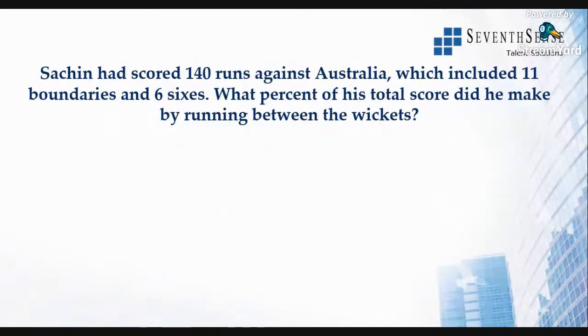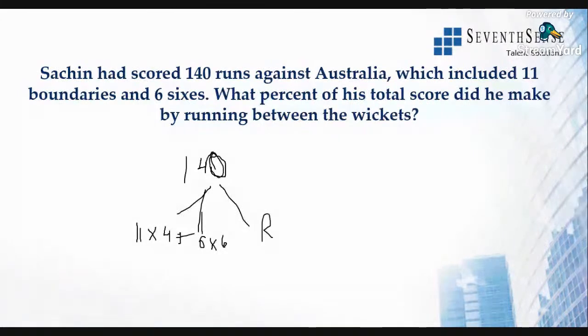Can you find it out? Now, total runs was 140, right? Amongst this, he made 11 fours, 11 boundaries, that is 11 into 4, plus 6 sixes. Then the remaining will be runs, that is, he ran between the wickets.